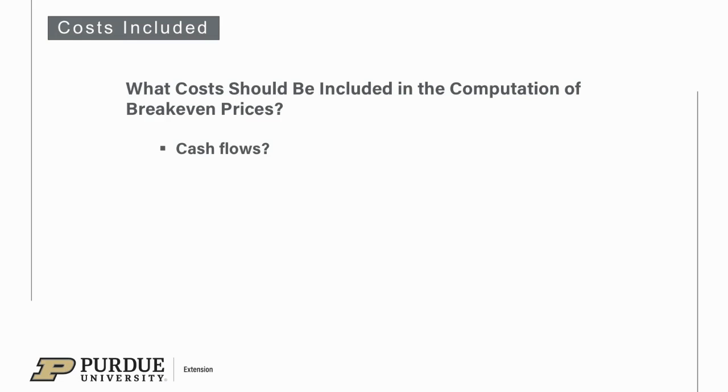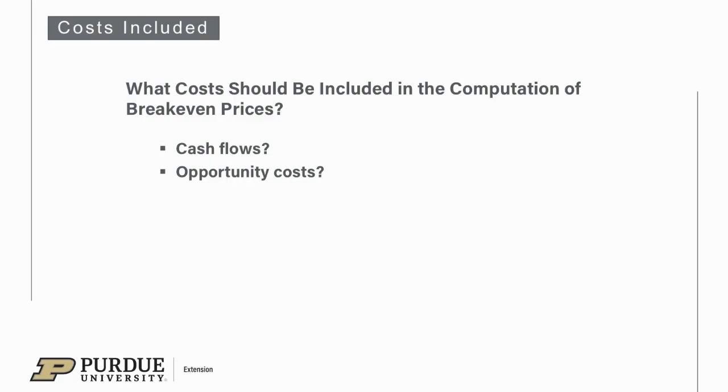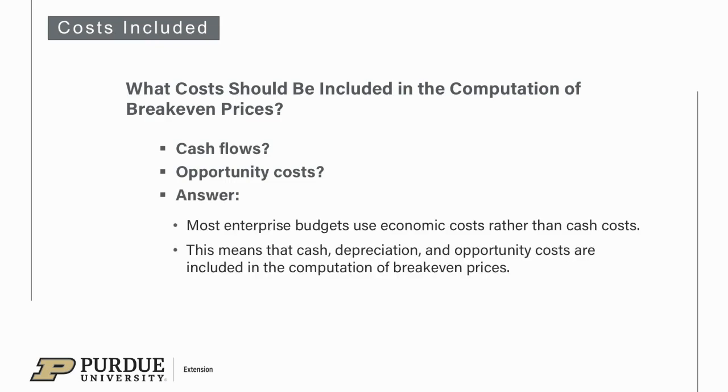Should we use cash flows? Using cash flows is very useful if you're looking at something like purchasing land, to see if you can afford to purchase the land based on your corn and soybean production or wheat production, whatever crops you have. What about opportunity costs? An opportunity cost is something like putting a value on owned land. Should we include those in our break-even prices? I contend that we should. Most enterprise budgets use economic costs rather than cash costs, so we include cash costs, depreciation, and opportunity costs in our computation of break-even prices.